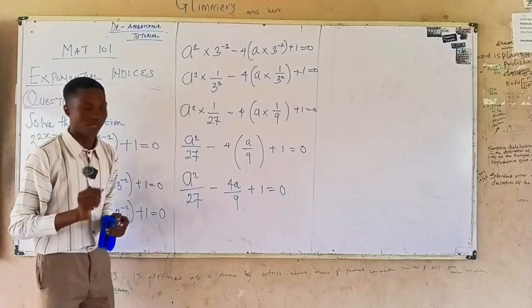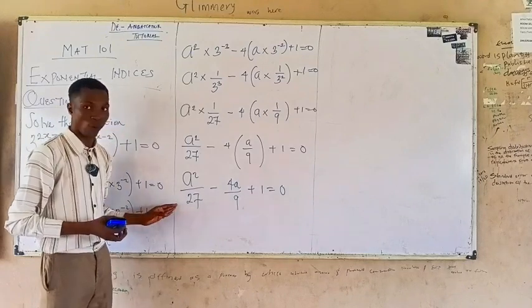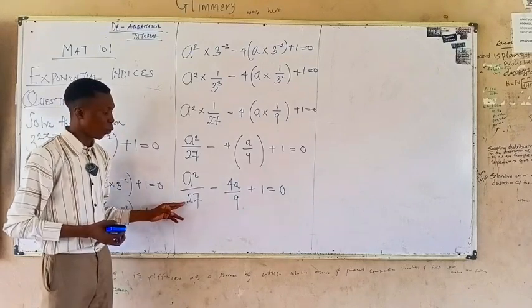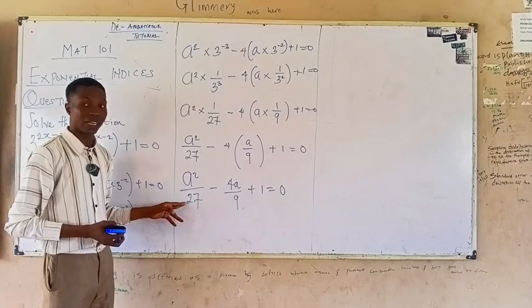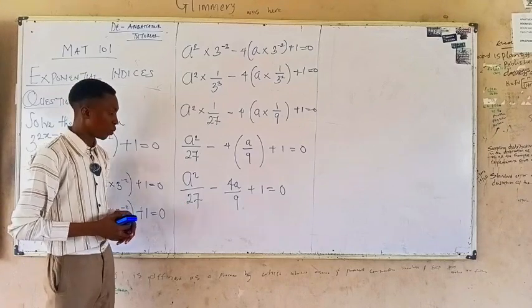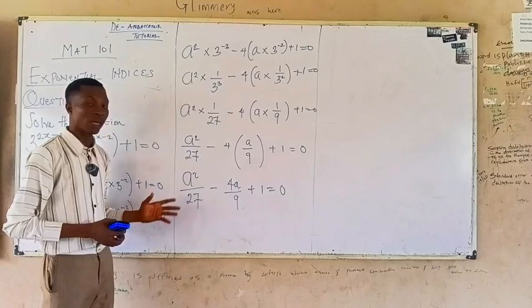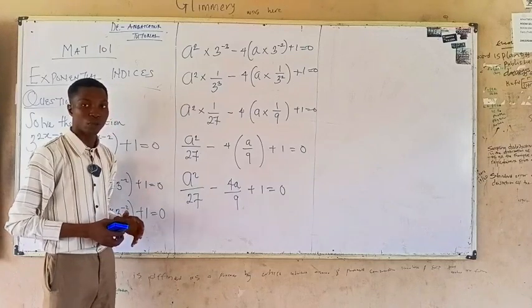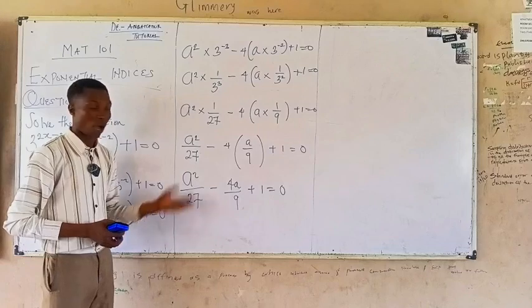Now it seems as though it's looking like a quadratic, but we need to find a way to simplify the 27. How can we do that? The way we can do it is to find the LCM of the terms and multiply all through by the LCM.